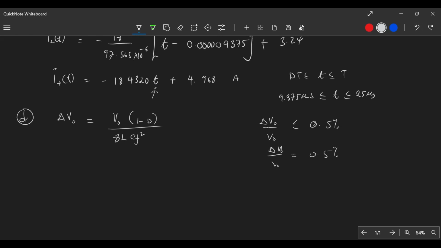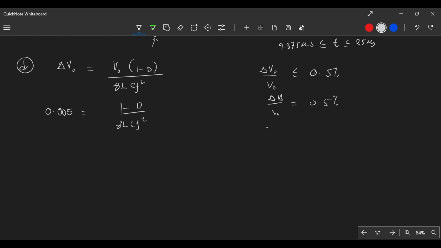So 0.5% is simply 0.5 divided by 100, right? So you have 0.005. And this is equal to, so I've just divided this ΔV0 divided by that, right? So this side I'm just remaining with (1 minus duty cycle) over 8LCf squared, right?